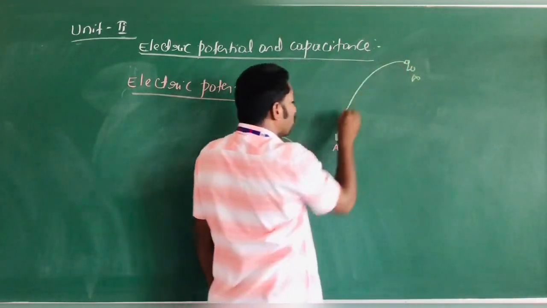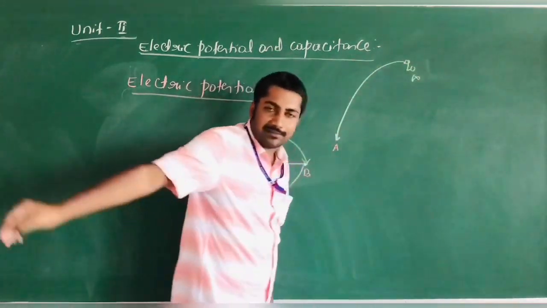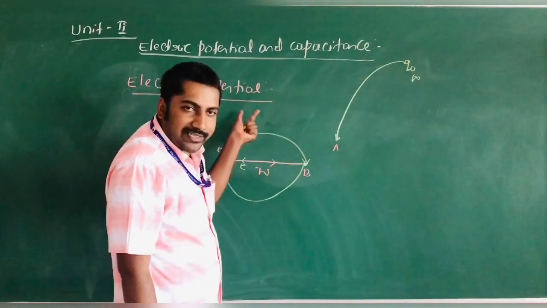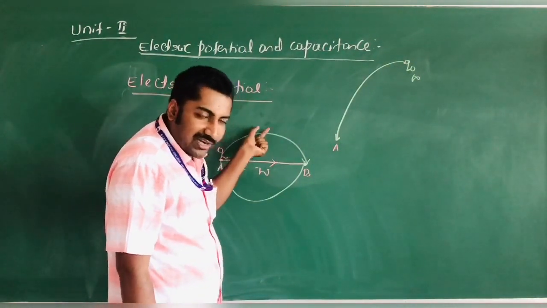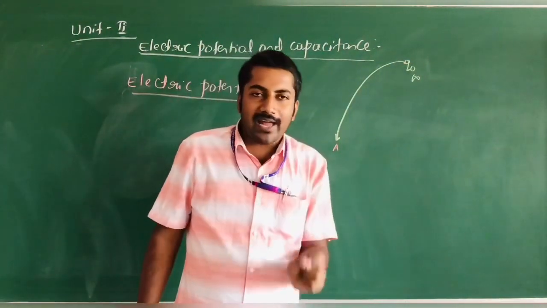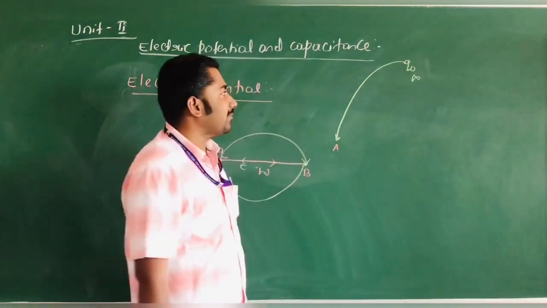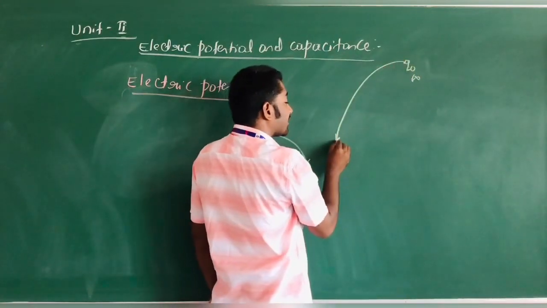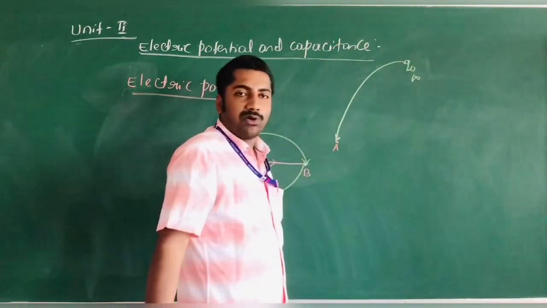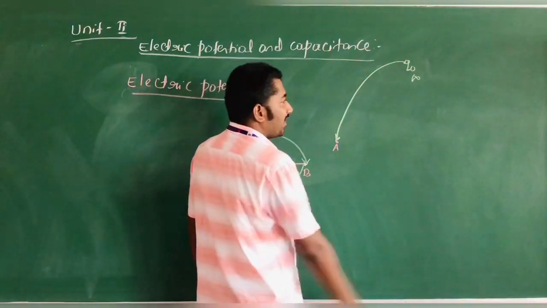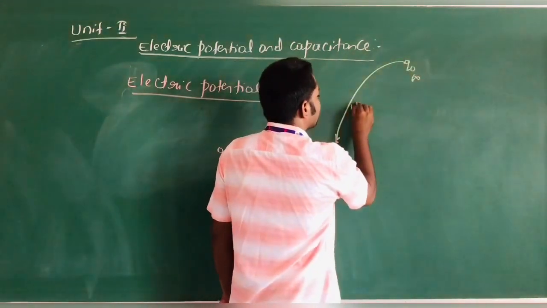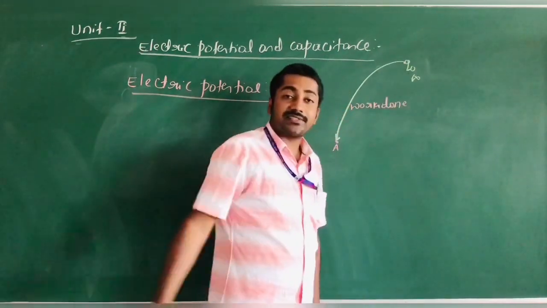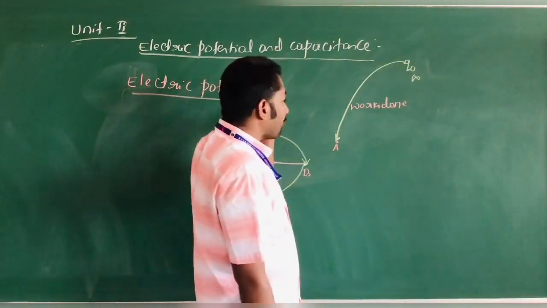From infinity to that point against the electric field is called electric potential. Electric potential in an electric field is defined as the amount of work done in bringing a unit charge from infinity to that point against the electric field. When this charge is brought from infinity to this point, a certain amount of work is done. Here it is called electric potential.